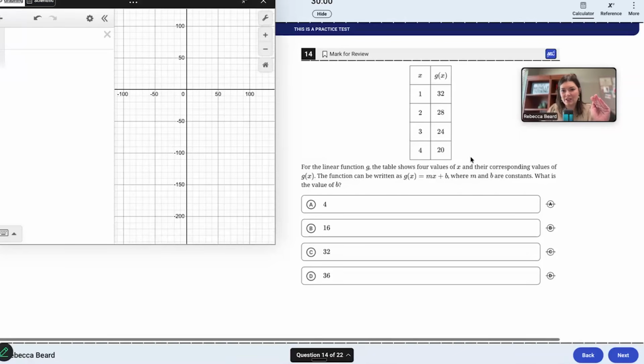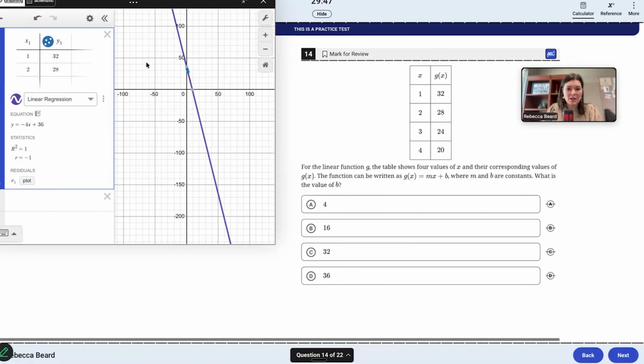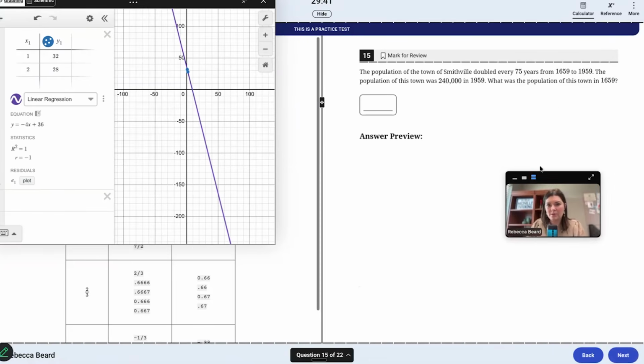Whenever I see charts like this and I see y equals mx plus b, I'm like Desmos. So I click plus table, and then I go 1, tab 32, tab 2, 28. Since I'm feeling nice and lazy, I'm not putting in all the points because it doesn't matter. So here's my line, and it's asking my b, which is 36, and then I'm done. It's way faster than that. This stuff right here is just a word problem that you just have to solve out.